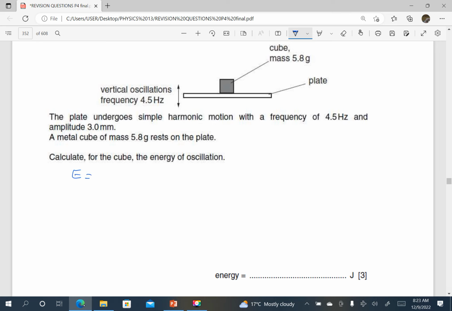So energy of oscillations is equal to a half m omega squared x naught squared. Remember, omega is 2 pi f. So this is going to be a half times the mass. The mass is 5.8 times 10 power negative 3 times omega. Omega is 2 pi f. So this is 2 pi times the frequency, which is 4.5, and this should be squared. Then times x naught. x naught is the amplitude, which is 3 millimeters. So that would be 3 times 10 power negative 3, and that is squared. So we press our calculator here.